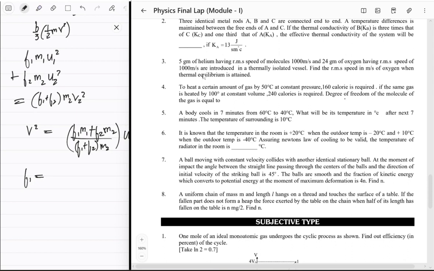5 grams में दिया ही है ना, so that's the thing. So f1 is just 5 and f2 is 24 grams of, फर्क नहीं पड़ता क्या मोल्स है. Yeah, this is what I'm doing. Am I really doing something wrong? No, it can't be.